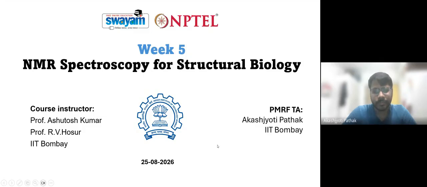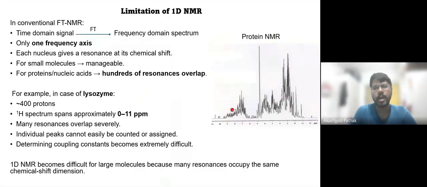Let's quickly revise the concepts that were discussed related to the 2D NMR experiment. So what are the limitations? Why are 2D NMR experiments required? It is because of the limitations that are there in the case of 1D NMR experiments. So what is the limitation in the case of 1D NMR experiments?